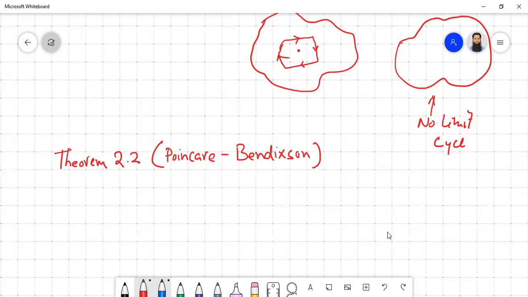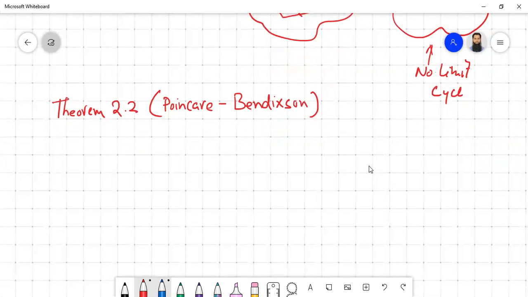What it says is, if a trajectory of a second order autonomous system remains in a finite region omega, say omega is a region, or R, as some books prefer, then one of the following is true.